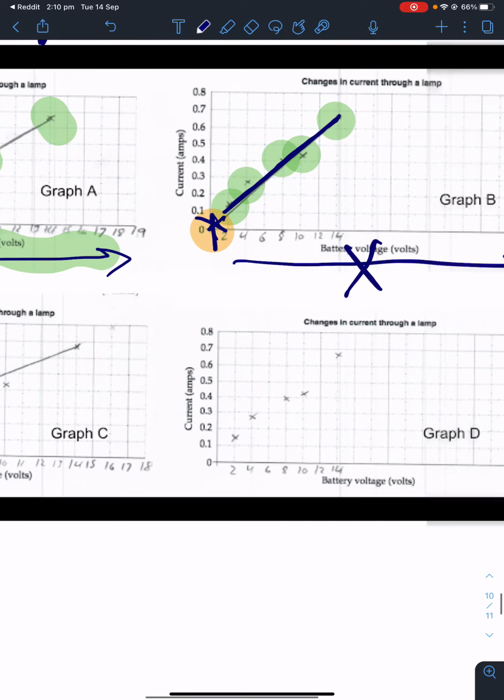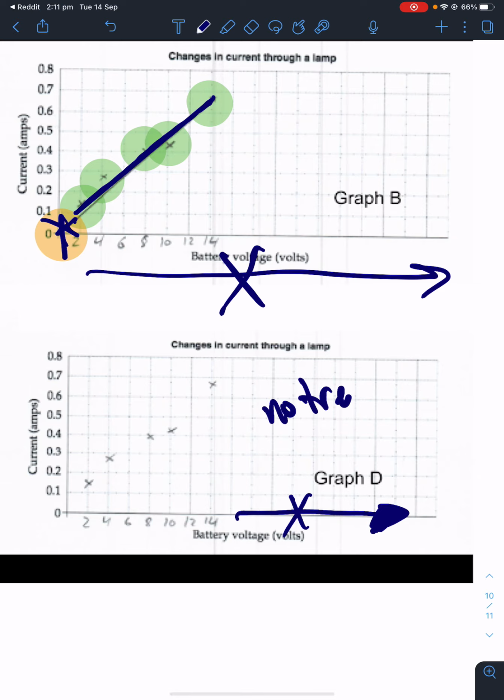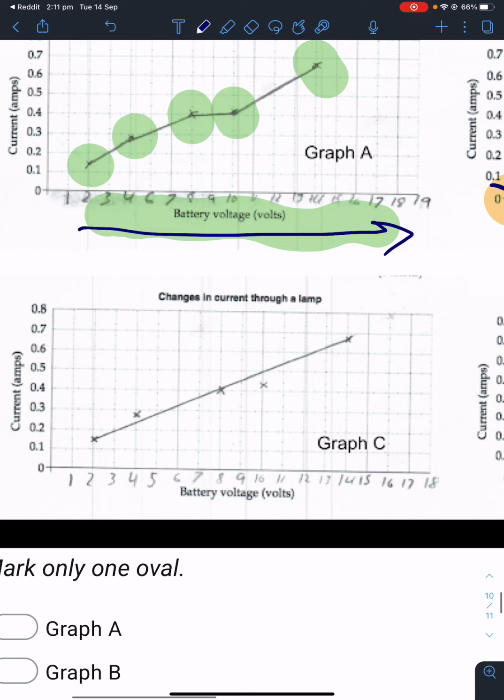Okay, graph D, no trend line. Okay, no trend line, and also I'm just having a mental blank there. This X graph, it needs to be taken out as well. No trend line. All right, let's take it to here, graph C.